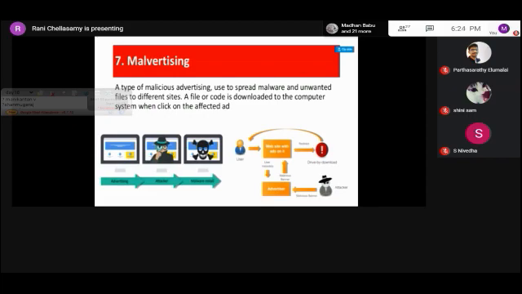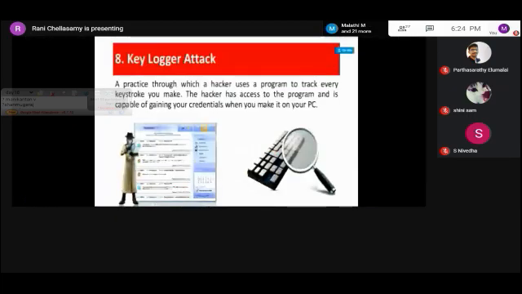So the next attack is the keylogger attack. What is this keylogger? It's a practice through which hackers use a program to track every keystroke you make.